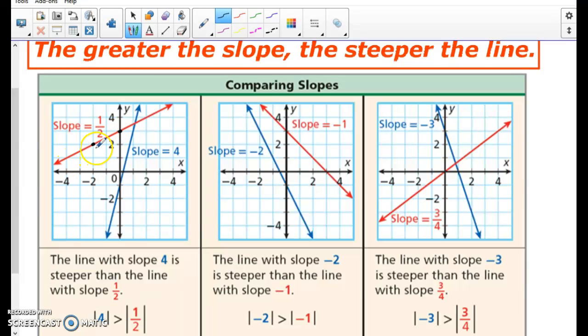Then we're just going to literally count. We are going up 1, so there's my positive 1, and then we're going to go right 2 spaces, so there's my positive 2. So my slope is 1 over 2, so 1/2. It's always going to be a fraction, even when it's something like this. Doesn't matter, it's still going to end up being a fraction.